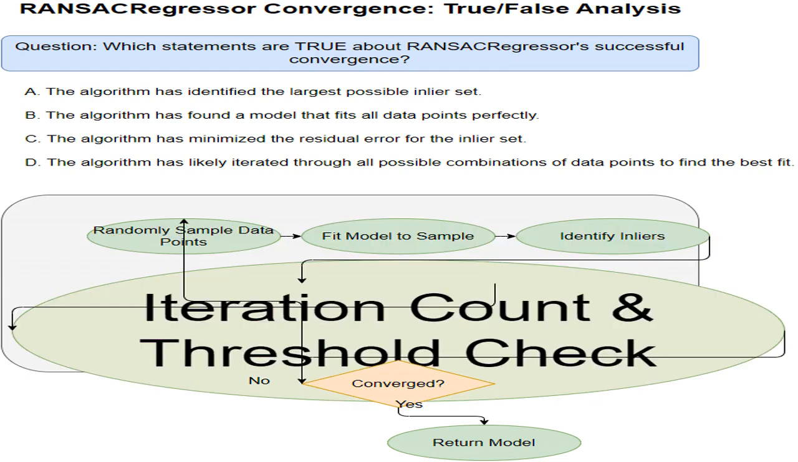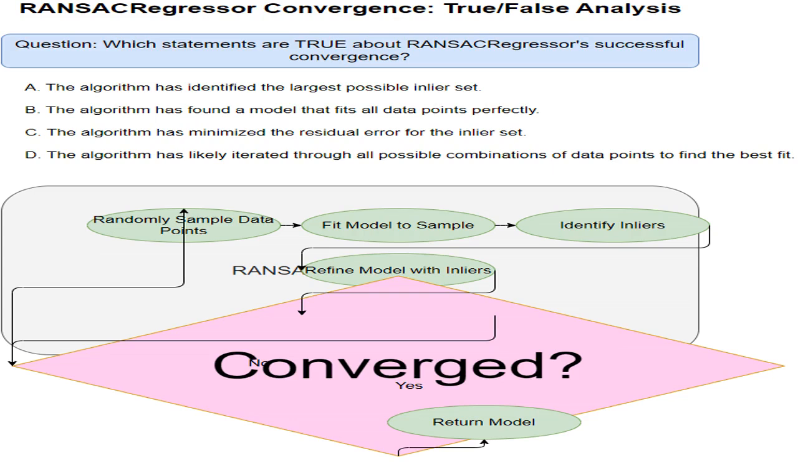Yes, I've found a good enough model. I return this model. No, the model needs further improvement. I return to the random sampling step. The algorithm iteratively keeps trying to find a better fit until the condition is satisfied.